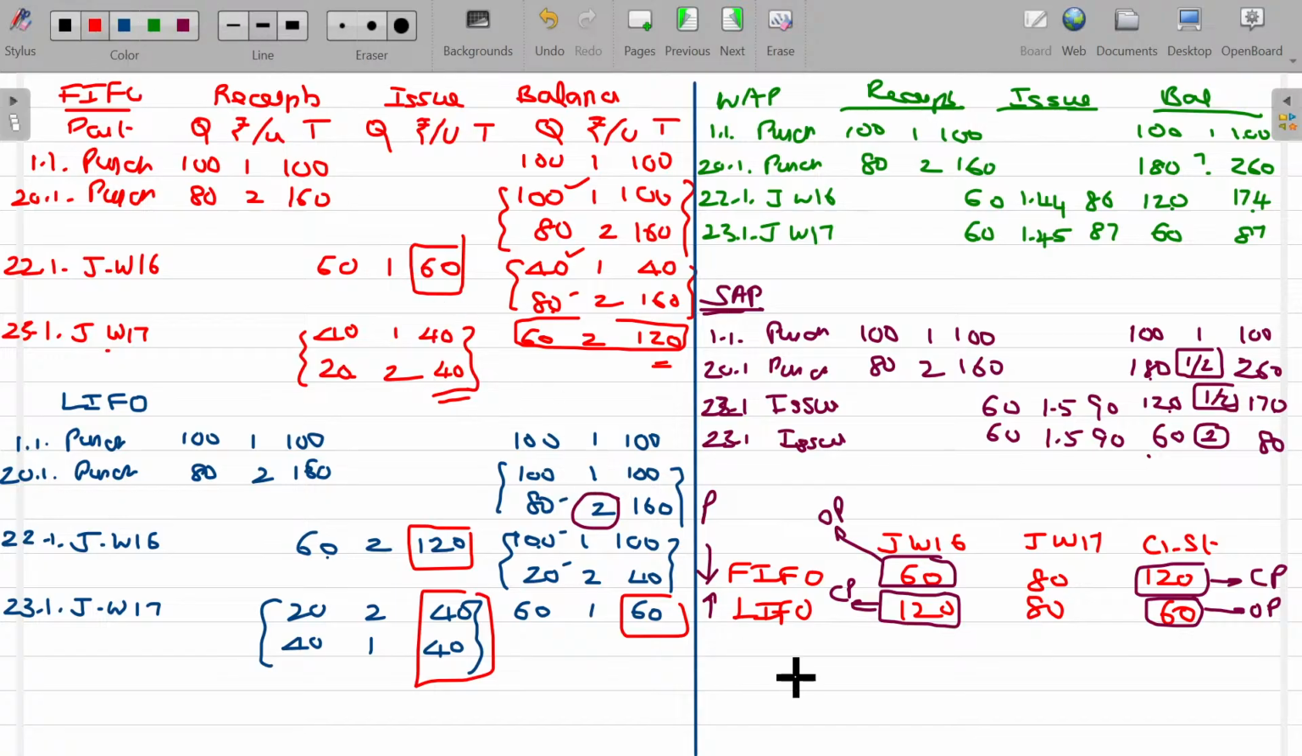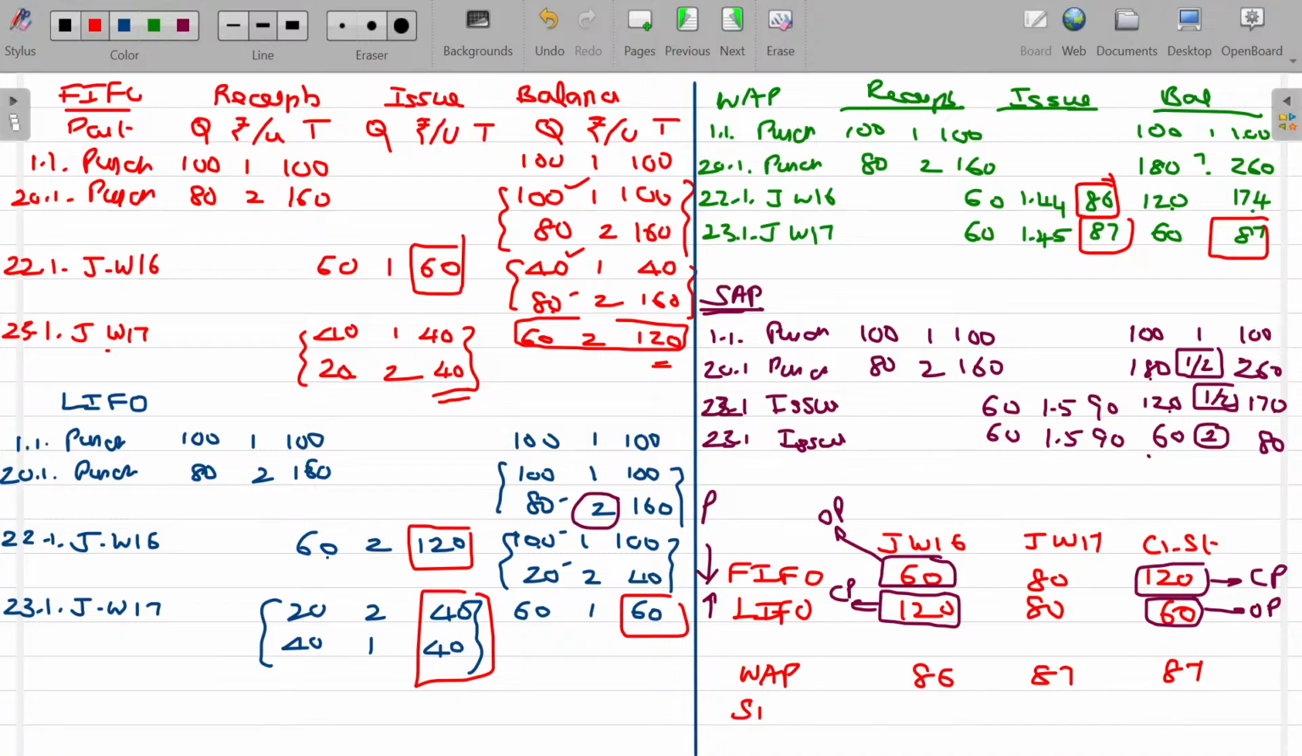Under what? Weighted average pricing method. These two buyers are charged with approximately the same price, and the closing stock will also be approximately the same value. Okay, so it's an average.